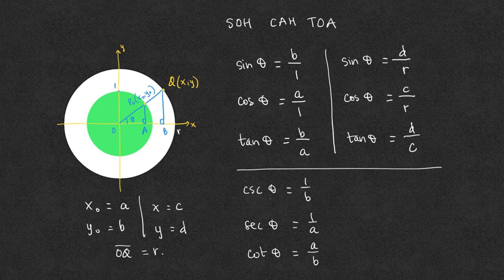Using the larger triangle, cosecant of theta is the reciprocal of sine theta, which is r over d. Secant of theta is r over c, and cotangent of theta is c over d.